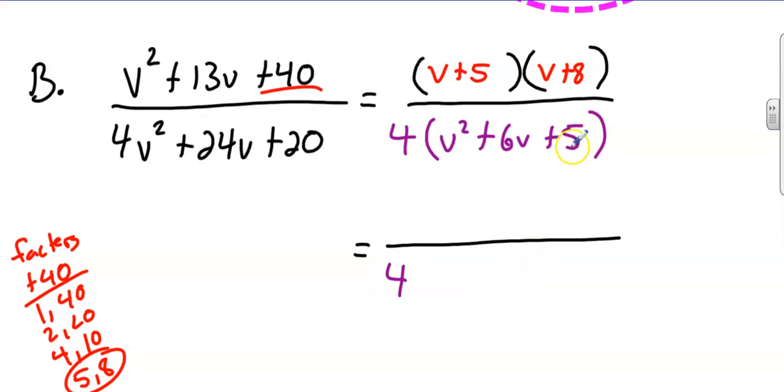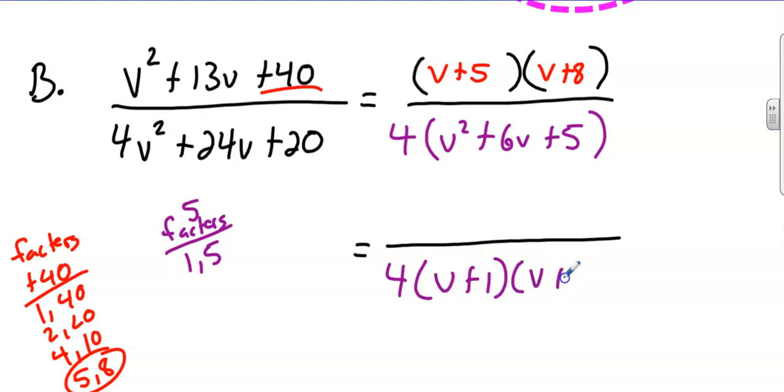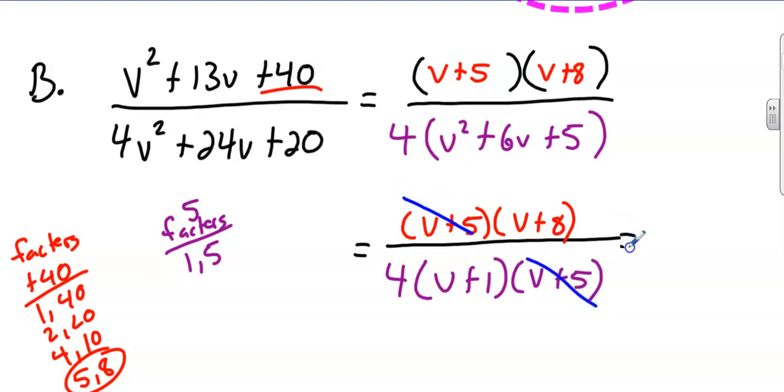Okay, so for this one, if you start factoring, the factors of 5, well, there's only one factor of 5. It's got to be 1 times 5, right? Because that's the only factors of 5. So it's going to be v plus 1 and v plus 5. Okay, so then we've got v plus 5 top and bottom. Go back and cancel those out. And whatever you've got left over, that is going to be the answer that we're looking for.